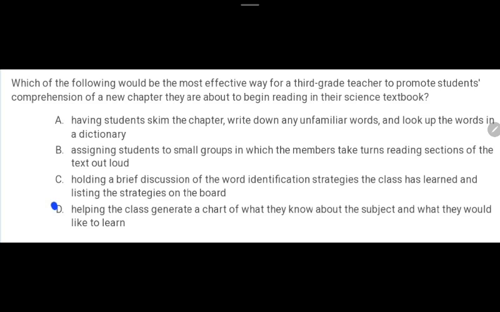Next question. Which of the following would be the most effective way for a third grade teacher to promote students' comprehension of a new chapter they are about to begin reading in their science textbook? Option D is the correct answer: helping the class generate a chart of what they know about the subject and what they would like to learn. Option D is the correct answer.